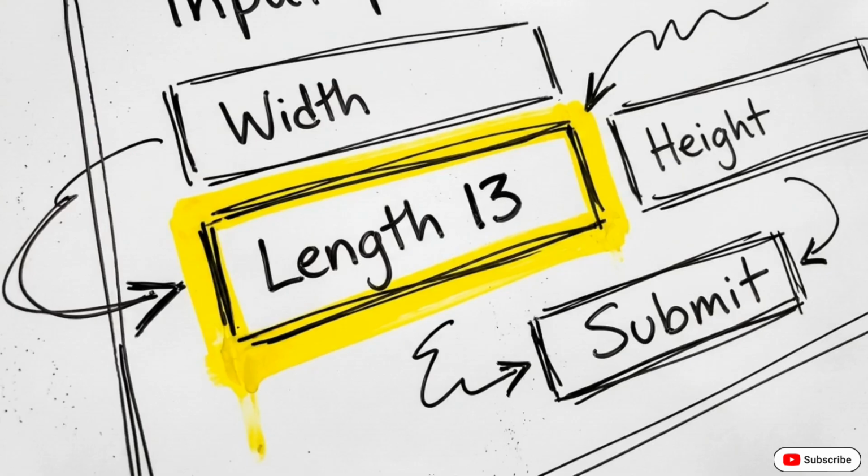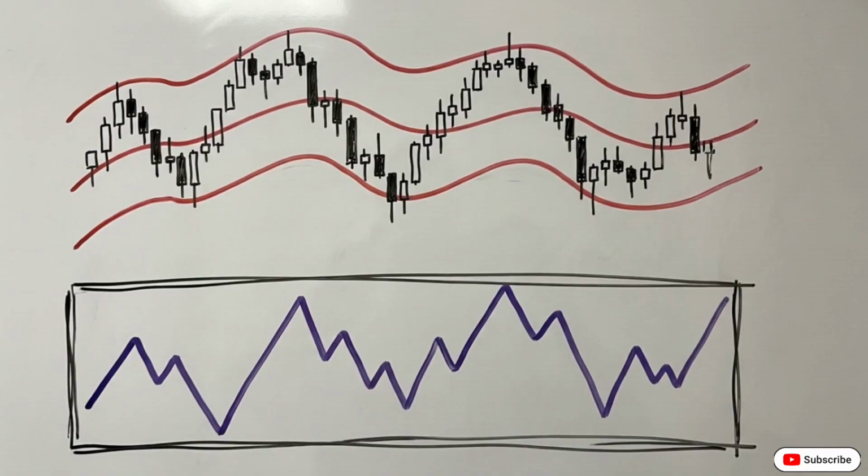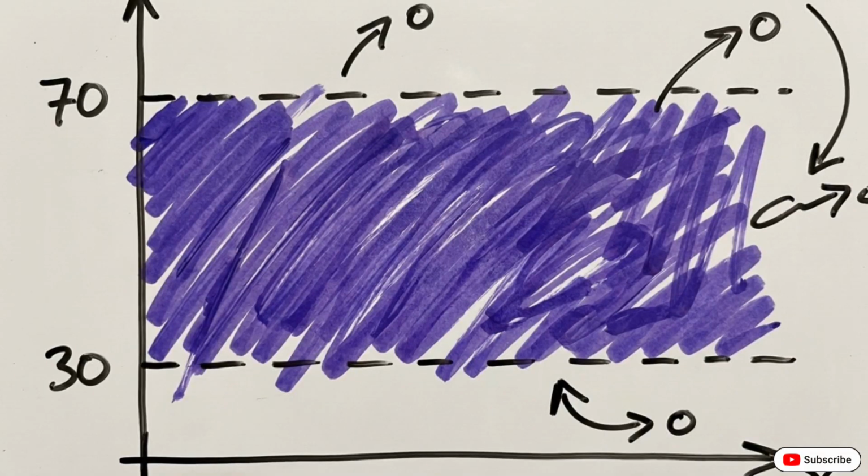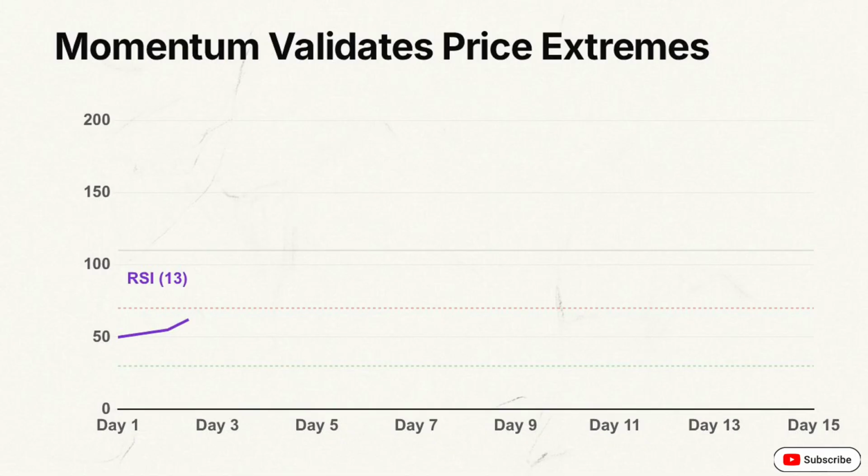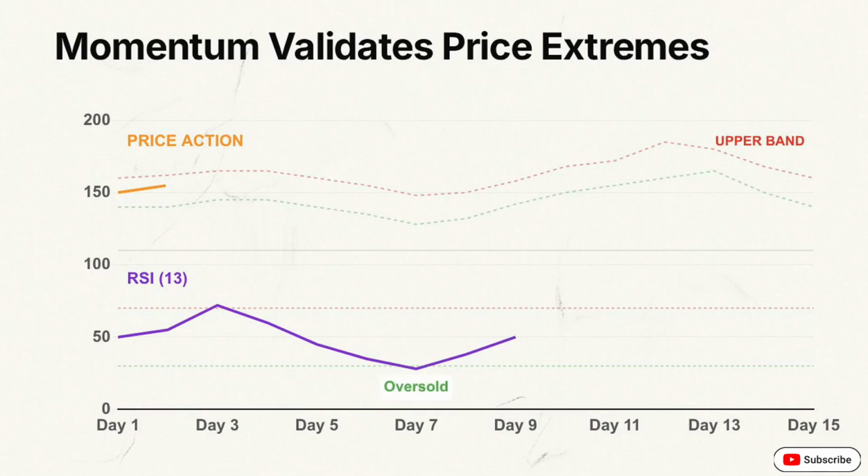Before applying it, change the length value from the default 14 to 13. This slight adjustment helps the indicator react more effectively to the 30-period Bollinger Bands. Leave the visual background bands at their standard levels, 70 for the upper limit and 30 for the lower limit. The RSI measures momentum. When the line pushes above 70, the asset is considered overbought. When it drops below 30, it is oversold.